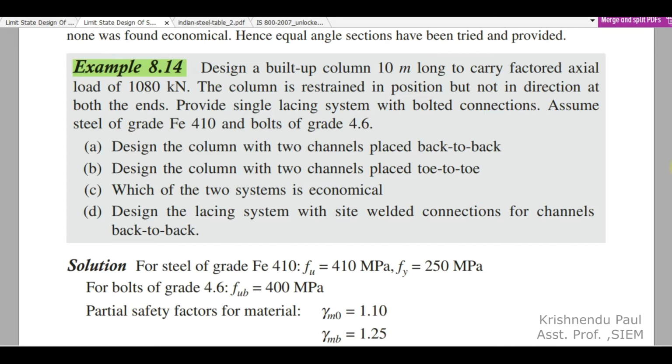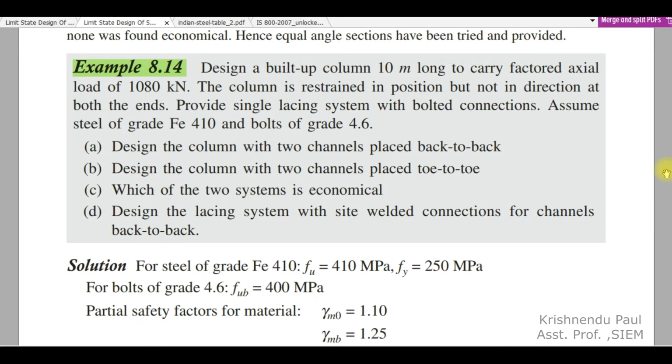So the question is: design a built-up column 10 meter long to carry a factored axial load of 1080 kilonewton. The column is restrained in position but not in direction at both the ends. So at both the ends, the same end conditions are provided. Provide single lacing system with bolted connections. Assume steel of grade Fe410 and bolt of grade F4.6.